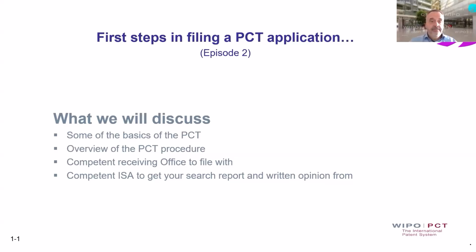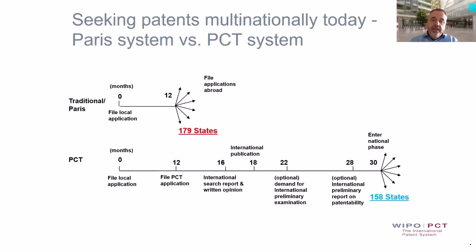So in the first episode, we did discuss in more detail why you would want to file for patent protection to begin with. And then once you decided to actually go for patent protection, the question then was, do I file direct national applications, which would be what we call traditional foreign applications under the Paris Convention, that's the traditional system, or whether you would choose to use the PCT.